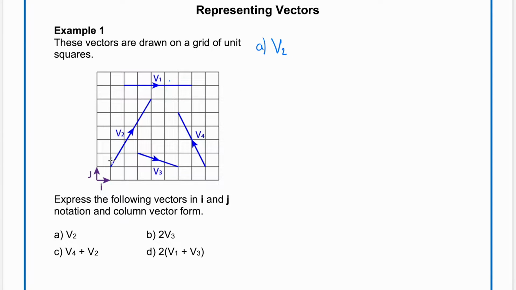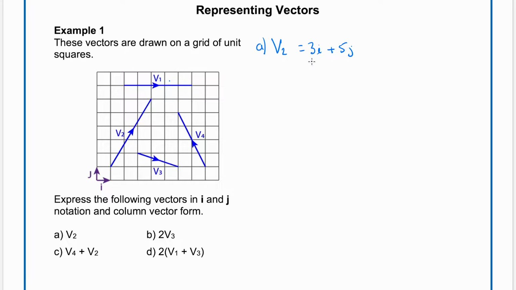Now we can see v2, we move across 3 in the i direction, given here. So we have 3i, and then we have 5j, where this is the j direction. So 3i plus 5j, where i and j are unit vectors.